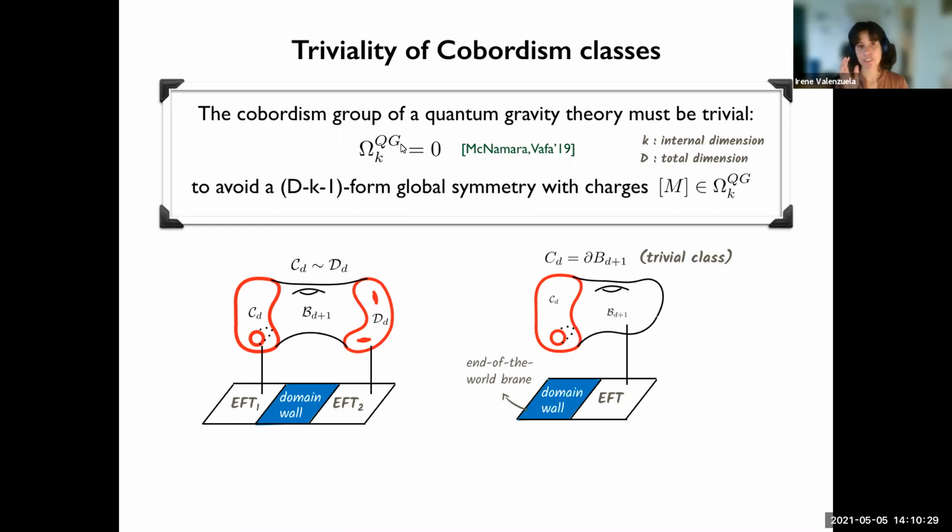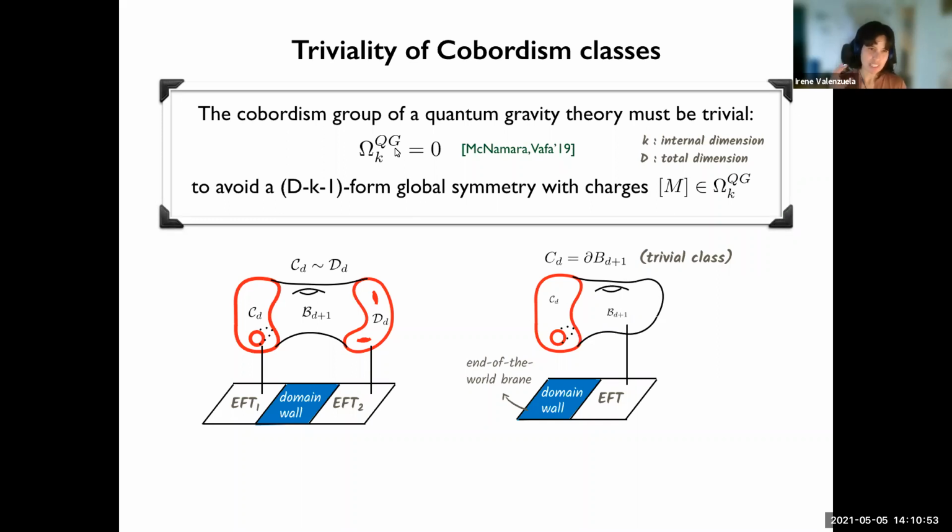So, for example, if you study this cobordism group when you have fluxes, then you would get that it's non-zero. But if you add branes, now these branes trivialize the cobordism group. So it's telling you that a quantum gravity theory with fluxes but not with branes is not consistent. So you need to have a source for all this extra structure that you have.